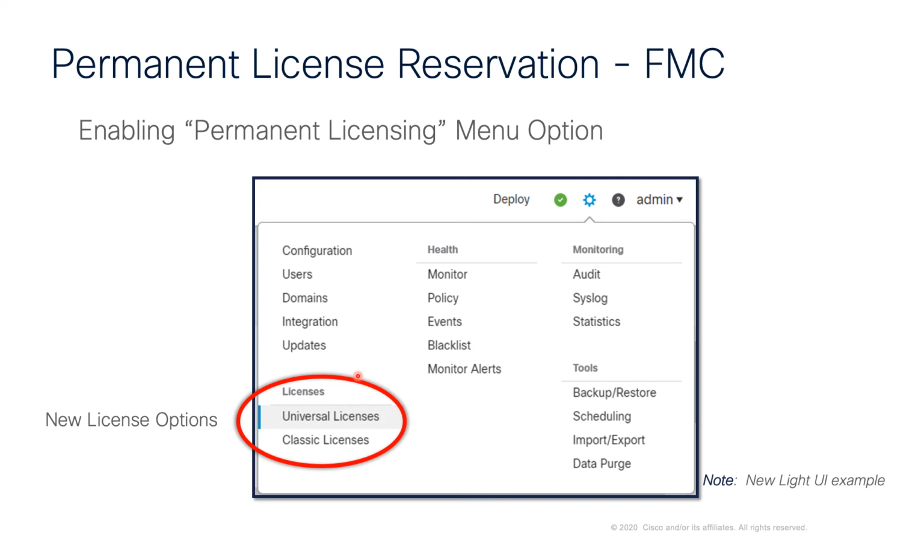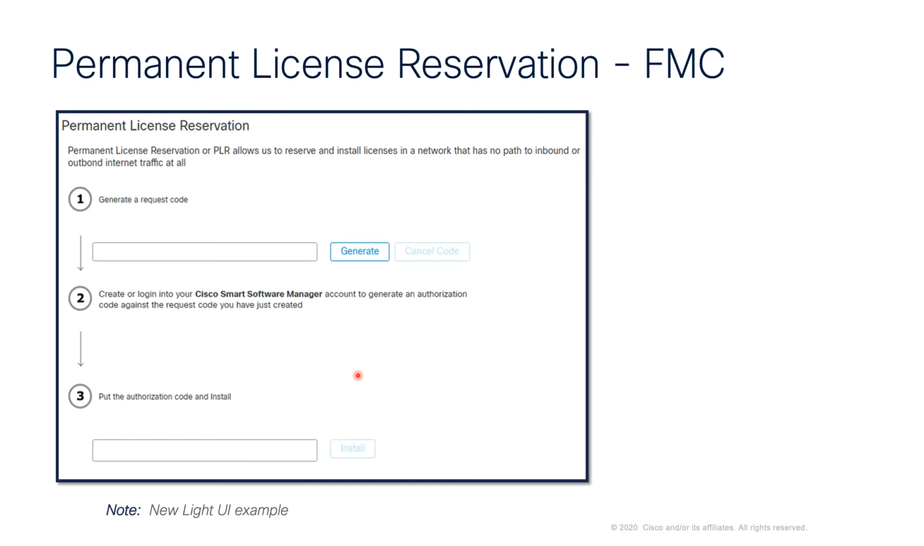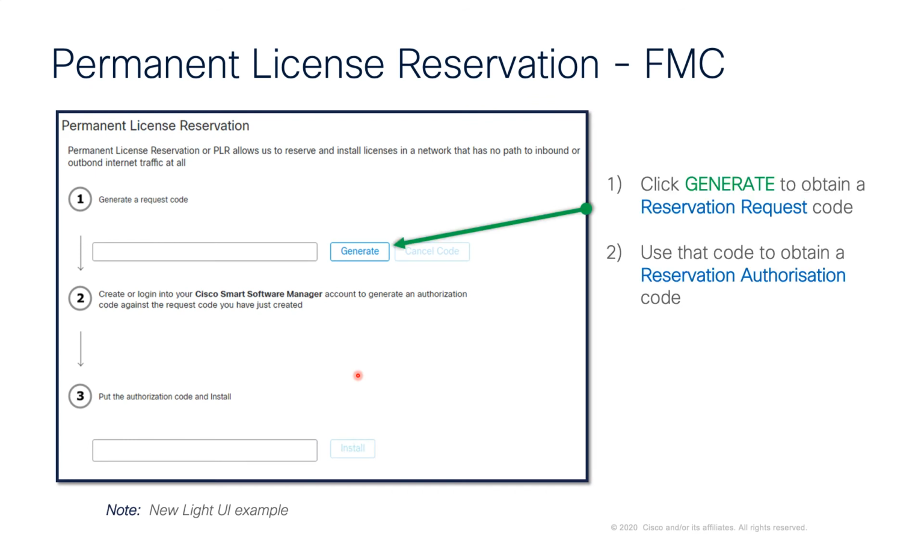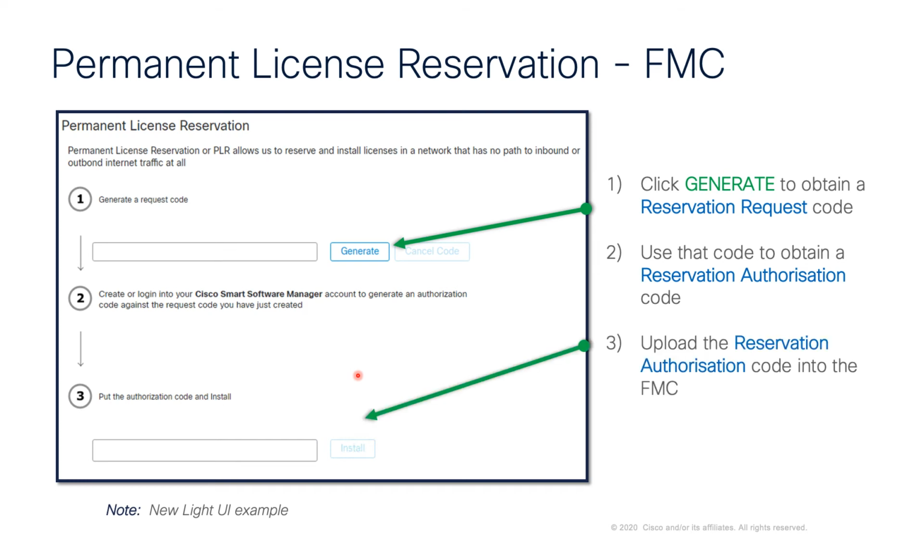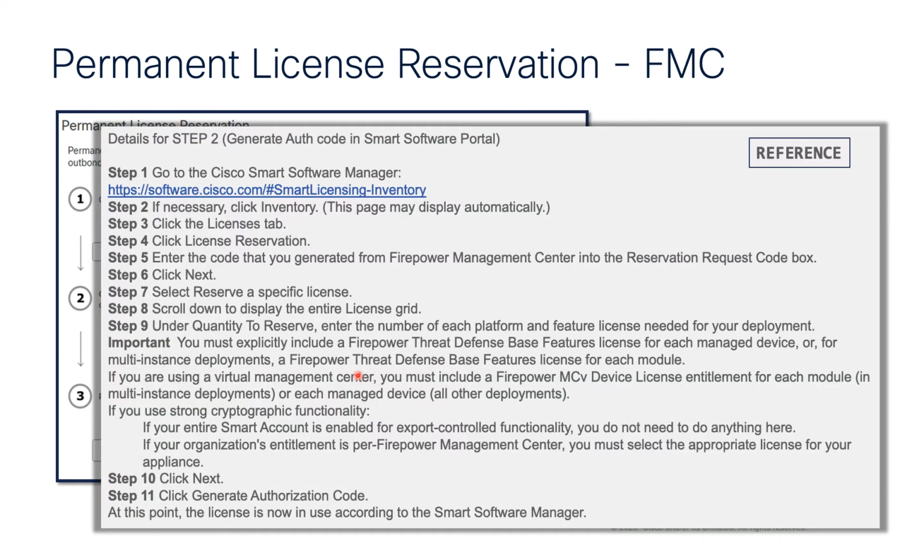Once that's been accepted, we go into universal licenses, and again it's almost the same procedure as the specific license reservation. Generate the code, use that code on the Cisco Smart Software Manager to generate an authorization code, and then install that authorization code into the FMC, and from there assign those permanent licenses to the managed devices. Again, for reference, I've put up the details here for you to go through step 2 of that. Again, do that at your own time as you're going through this process.